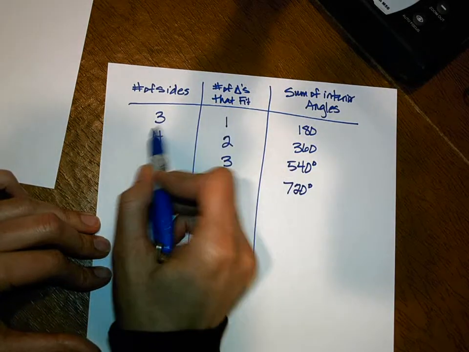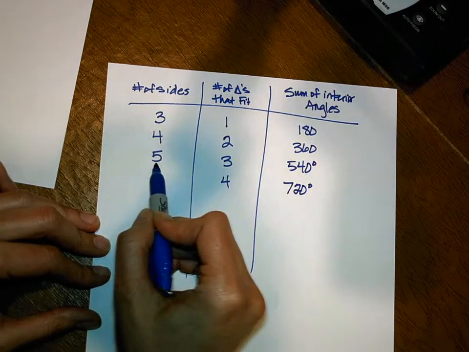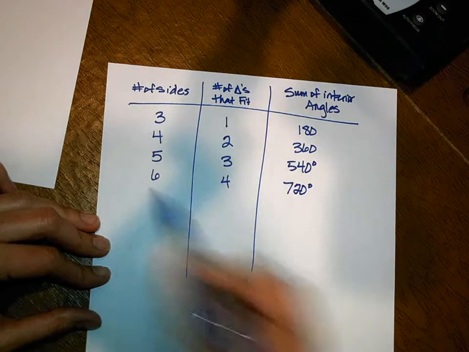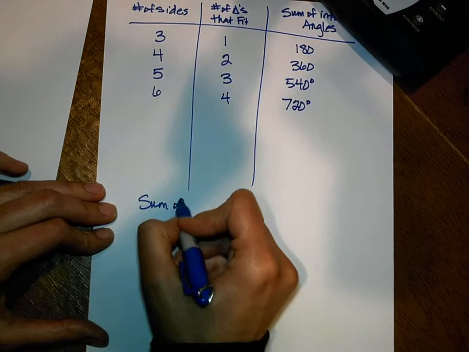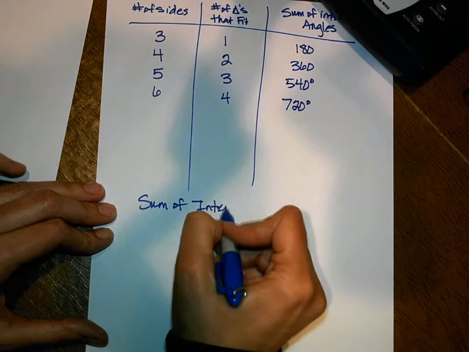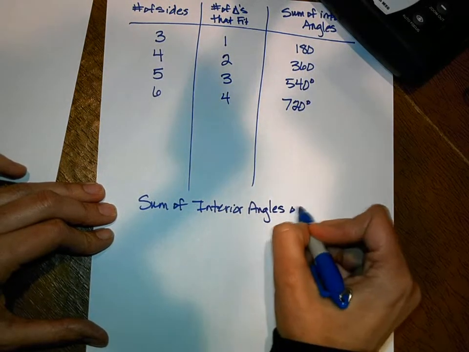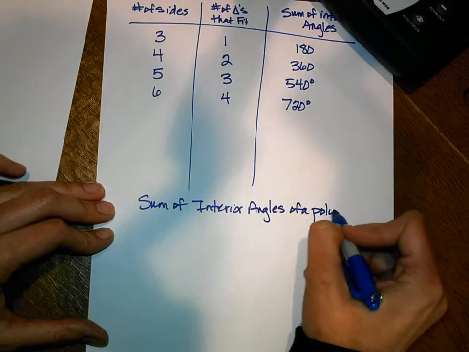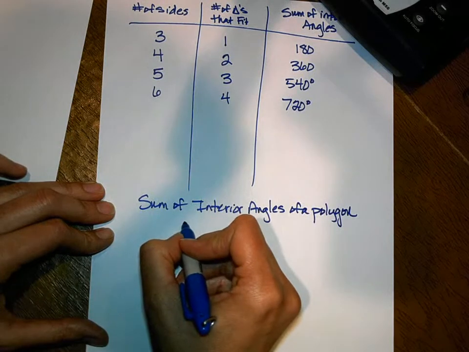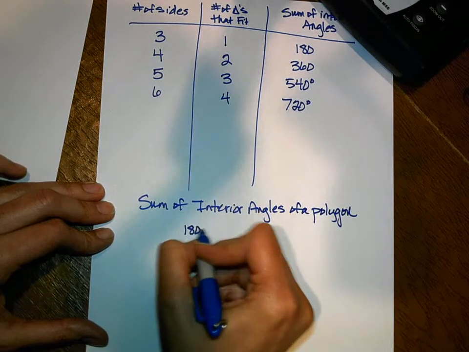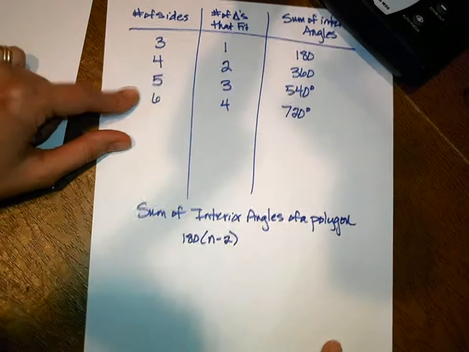If we look at the relationship here between the number of sides and the number of triangles that fit, it's always 2 less. So this is how they come up with the formula for the sum of the interior angles of a polygon as 180 times n minus 2. And that n is the number of sides on your shape.